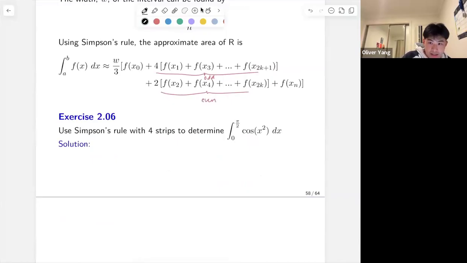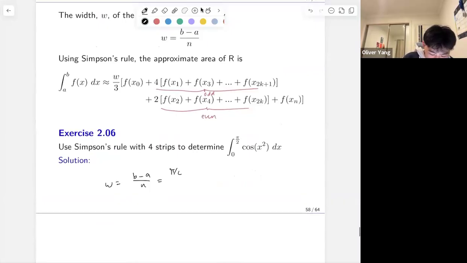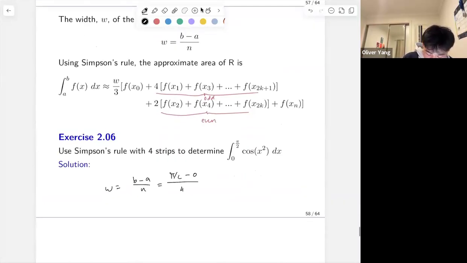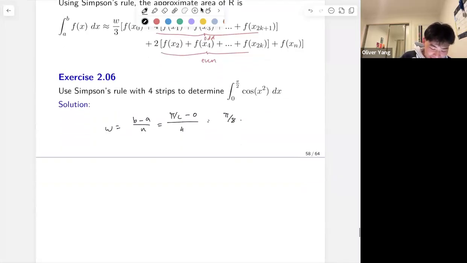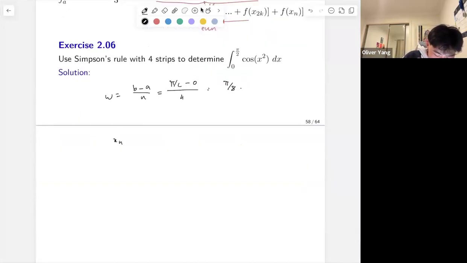So w is going to be equal to (b minus a) over n, which is pi on 2 minus 0 over 4. So you get pi on 8. Now it's time to get all of our f of x's. I like to make a table. It makes it a lot easier.